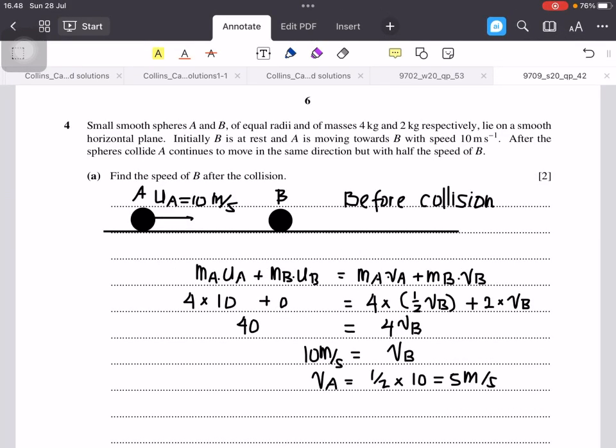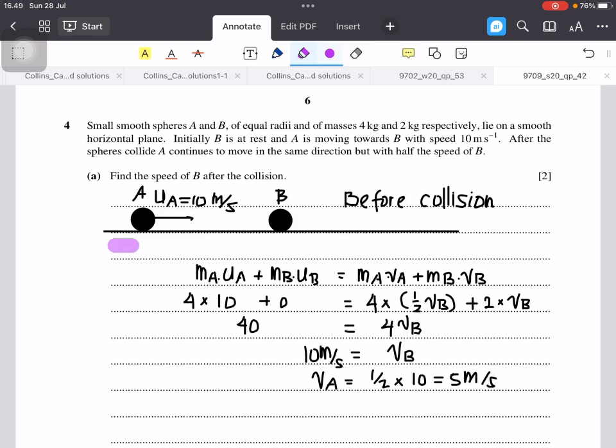Question 4. Small smooth spheres A and B of equal radii and of masses 4 kilograms and 2 kilograms respectively lie on a smooth horizontal plane. Initially B is at rest and A is moving towards B with speed 10 meter per second. After the spheres collide, A continues to move in the same direction but with half the speed of B. Find the speed of B after the collision.